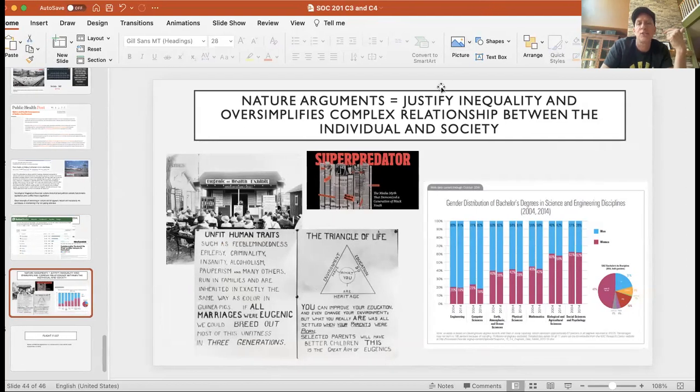So when we see nature used to justify inequality, it simplifies something that's much more complex between individual and society. Here are some different time periods and issues that were problematic in the past, built on this sort of biological determinist stuff. So, eugenics, the idea of good genes. People think about Hitler and Nazi Germany when they think of eugenics. I mean, for sure, that was going on there.